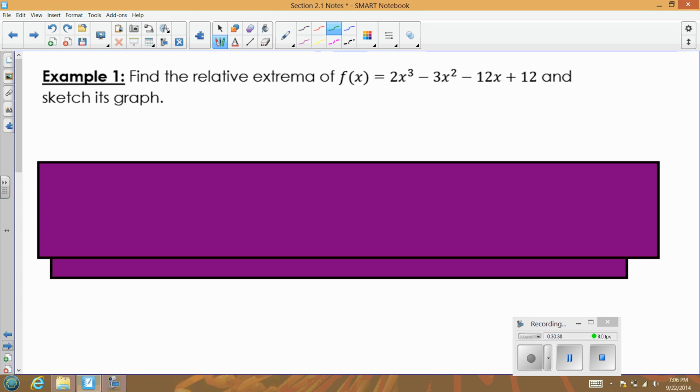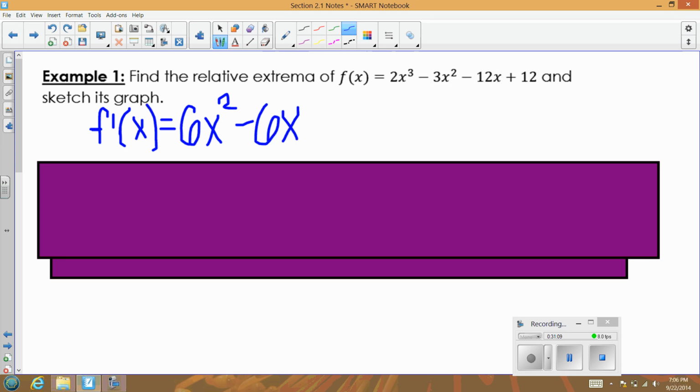Our first goal is going to be to find the relative extrema of this function and then use that to sketch a graph. Before we do anything, we need to find the derivative, because we know we're going to need it. So let's find the derivative of this function. We're just going to use the power rule. So 3 times 2 gives me 6x squared, minus 2 times 3 gives me 6x, and then it's just going to be minus 12.